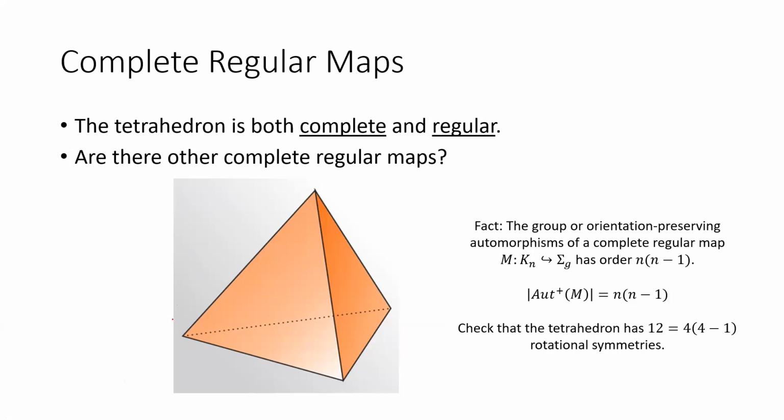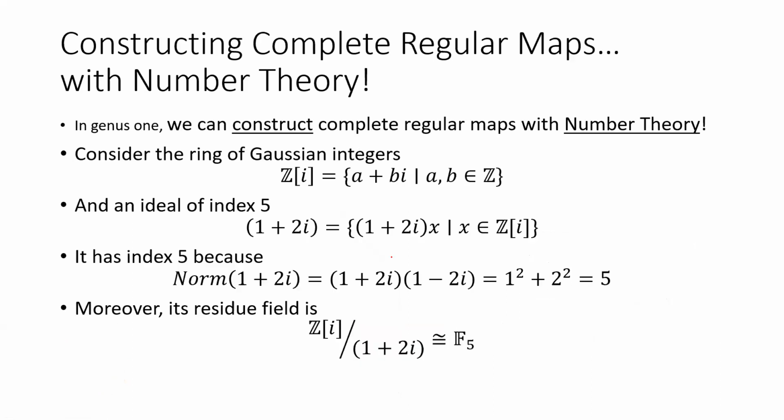Okay. So now let's construct complete regular maps with number theory. This is one of my main ideas here. I want to construct complete regular maps using number theory somehow. So in genus 1, we can construct complete regular maps with number theory.